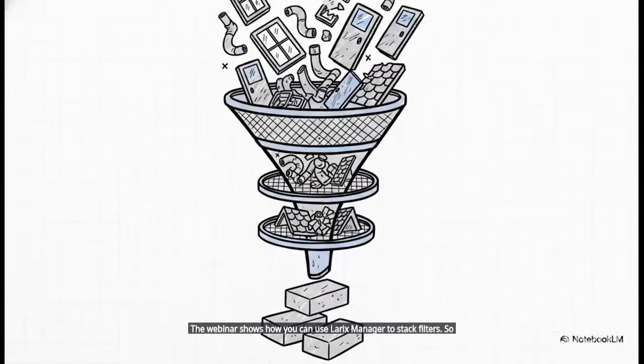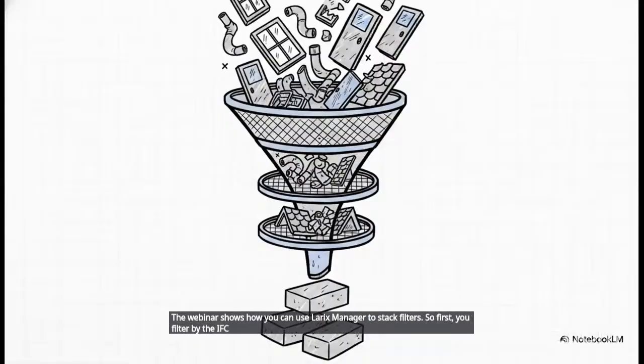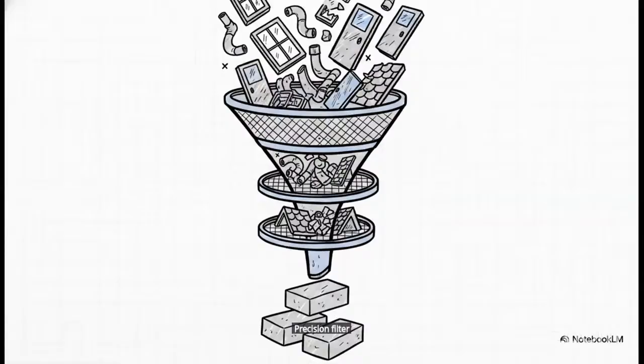So first, you filter by the IFC class for walls. Then, you add a condition that the material name must contain the word concrete. And finally, you add a crucial exclusion to hide coverings. This translates a software feature into a universal data management principle. Precision filtering is quite literally everything.